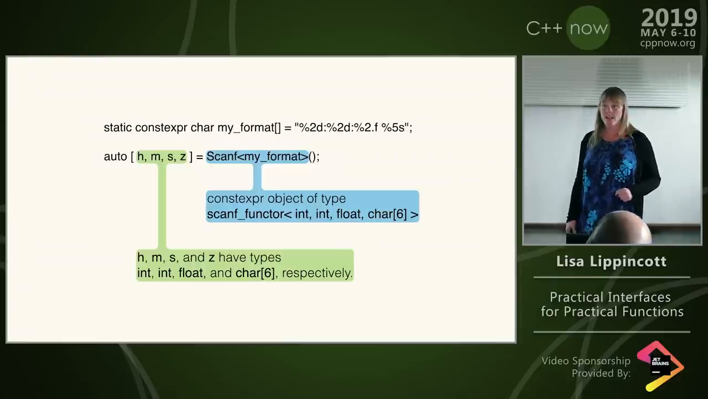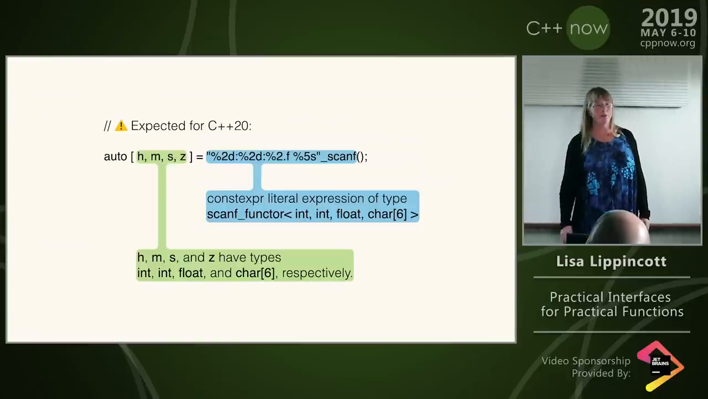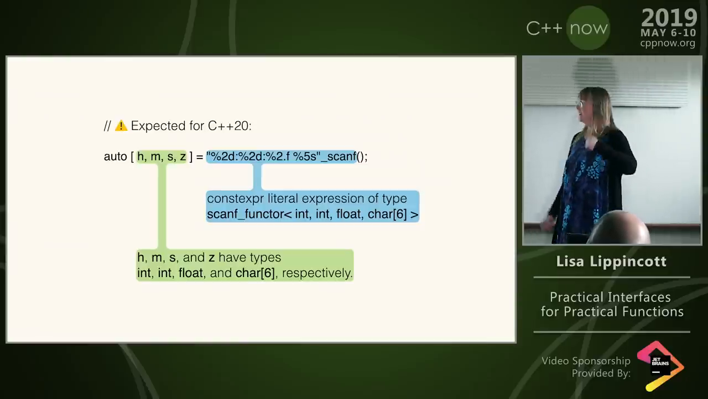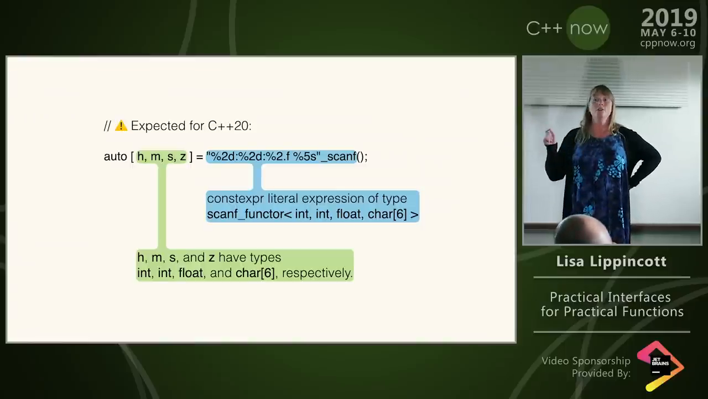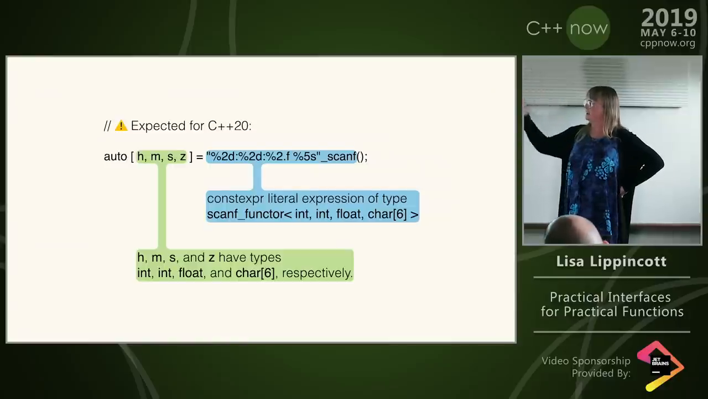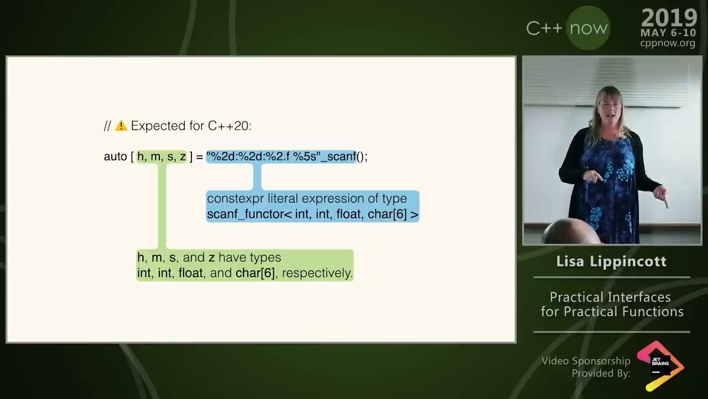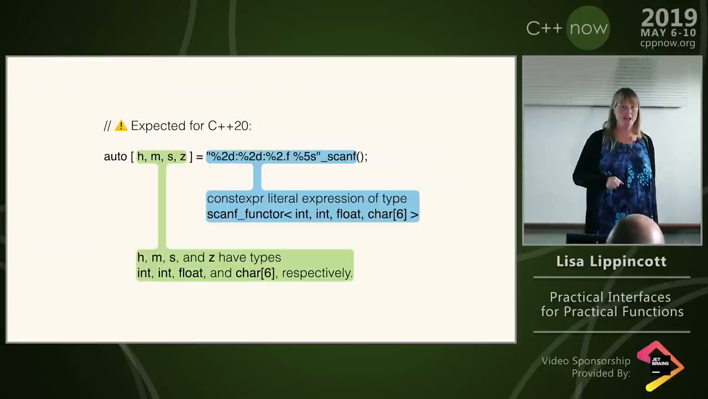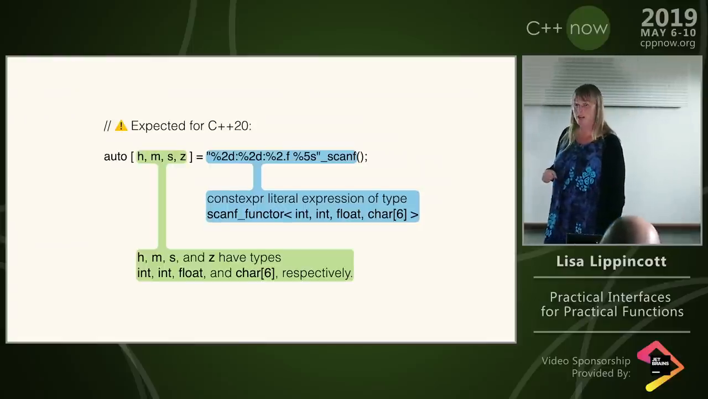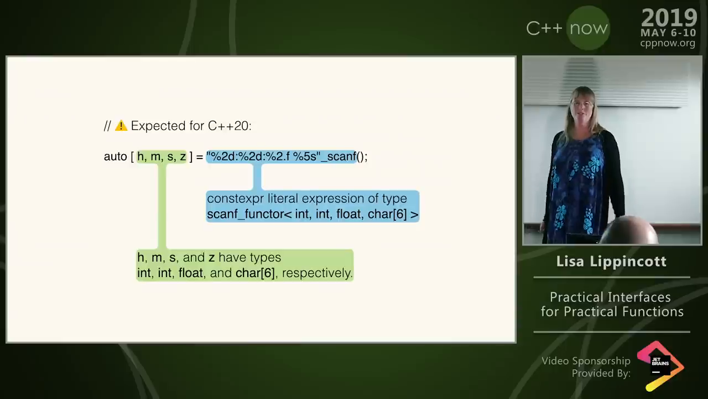In C++20, you can do this one better because we can just make it a string literal. And the thing that you don't get in C++17 is the ability to have a user-defined string literal have a different type depending on what the string is. But in 20, you can do that. So in C++20, you can write your domain-specific languages as user-defined string literals.